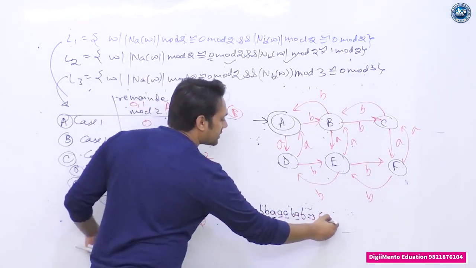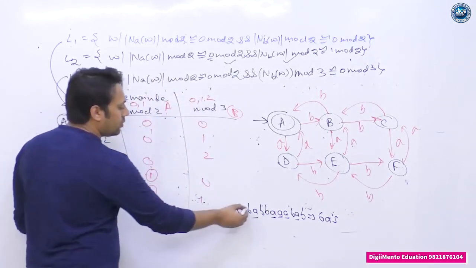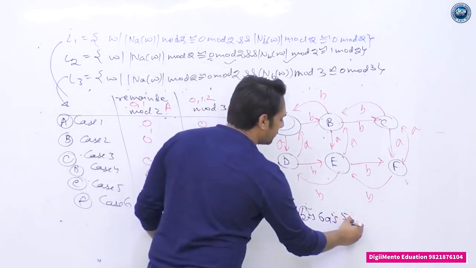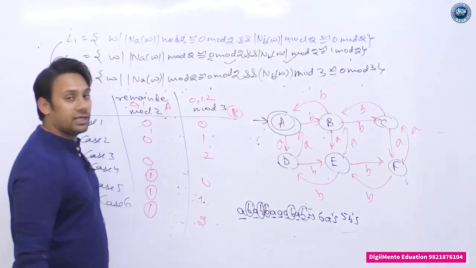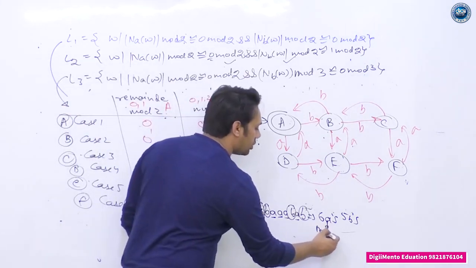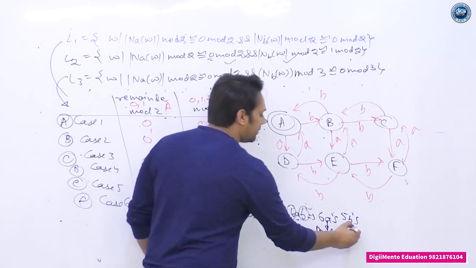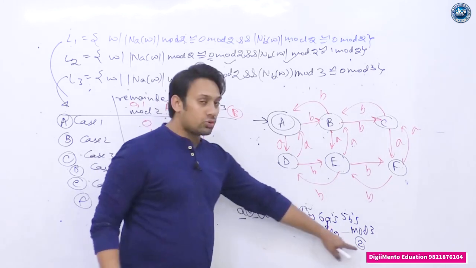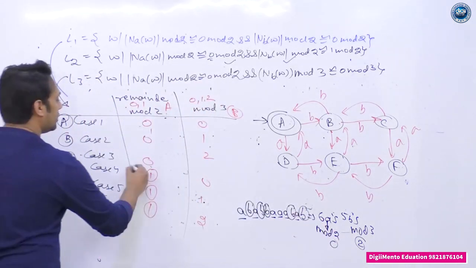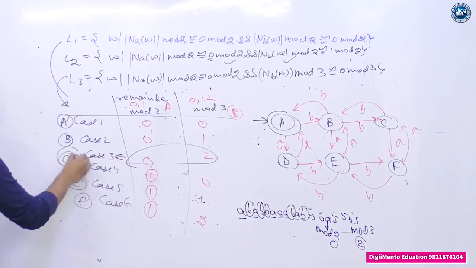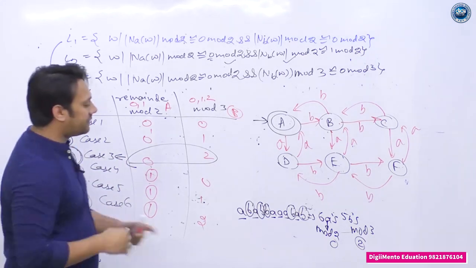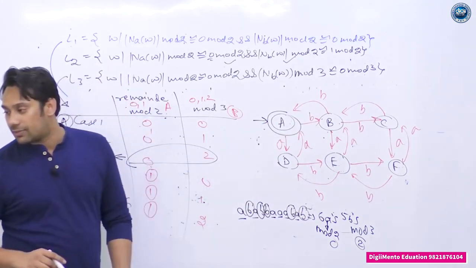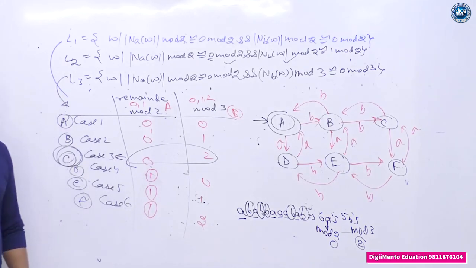1 2 3 4 5 6, so there are 6 a's, and how many b's are there? 1 2 3 4 and 5, there are 5 b's. Okay, that means if we divide a by 2, mod 2, you will get a remainder 0. If we divide b by 3, that means mod 3, you will get a remainder of 2. So 0 2 means it is this case, which is case number 3, that means we should end up at state c. So after reading this entire string, we should be at state c.